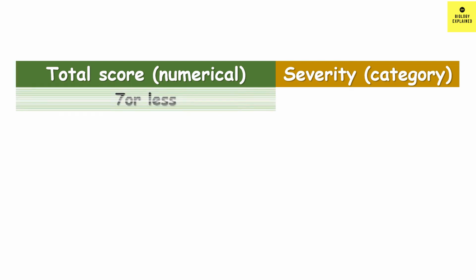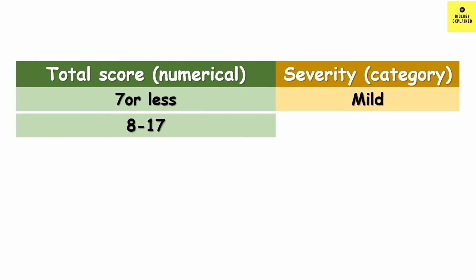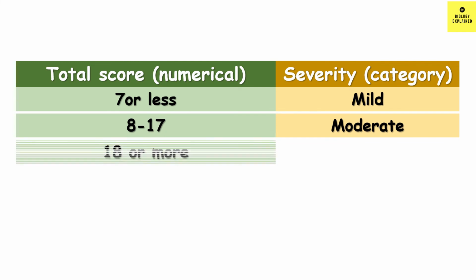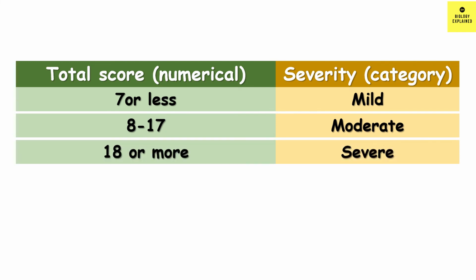If the total score is 7 or less, then the disease is mild. If the score is between 8 to 17, then the disease is moderate. And if it is more than 18, then it is a severe case. In our case, the disease is moderate because it is between 8 to 17. Is this part clear, how we get the CT severity score?